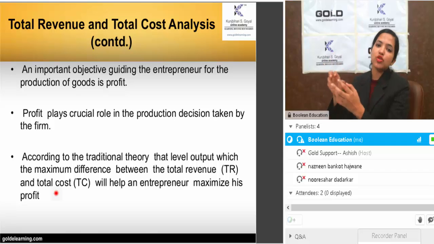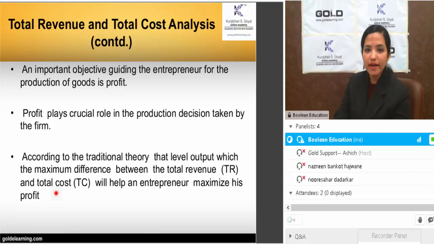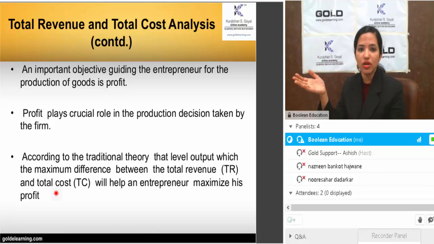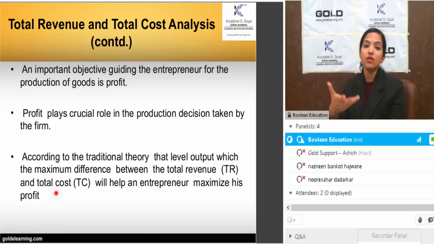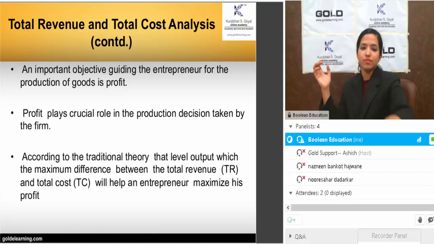Then the thinking that came after that is called neo classical. Neo is new, right, but still they are classical. And then the thinking came that is known as modern economic thinking, right. So what do the classical economists say? Between what will you count profit? So they say profit will be calculated between total cost and total revenue. The distance between total cost and total revenue is your profit.